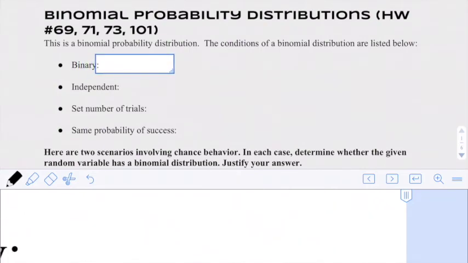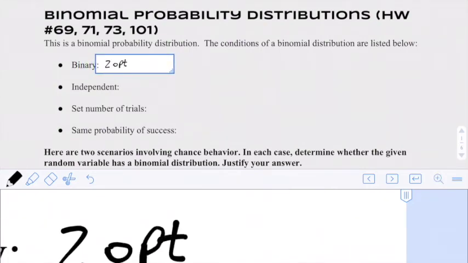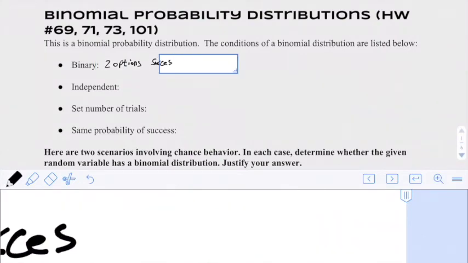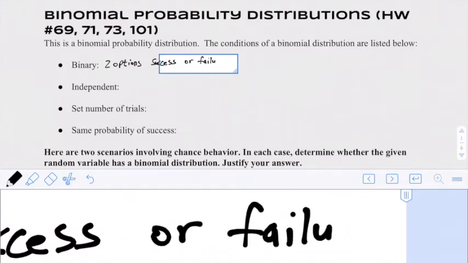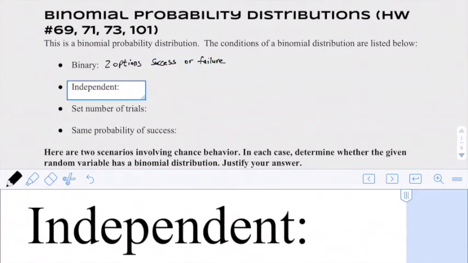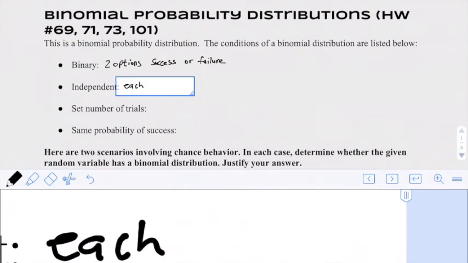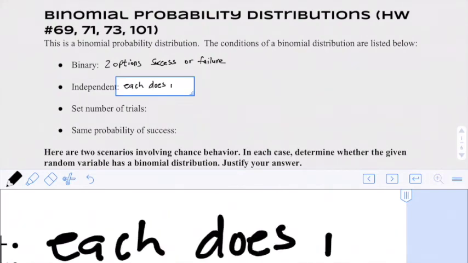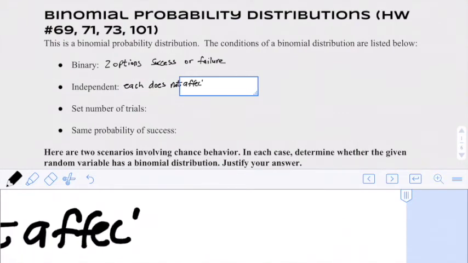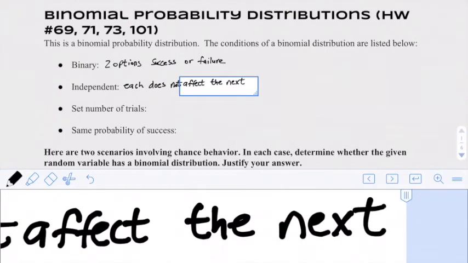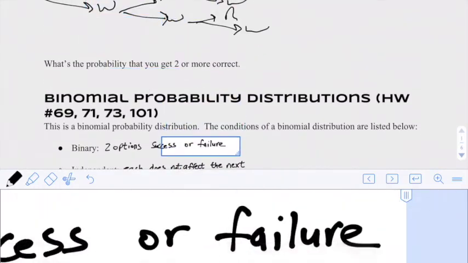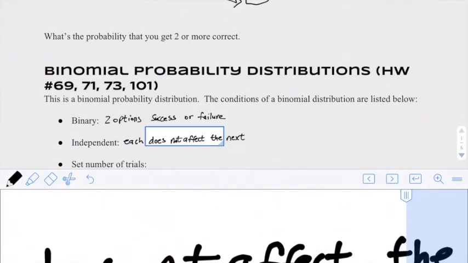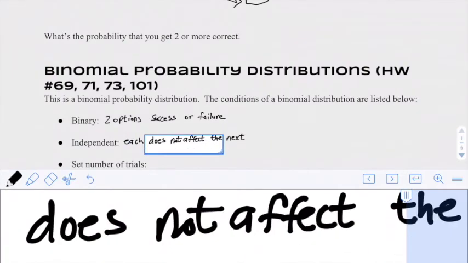Binary, so that means there's only 2 options, and we usually call this success or failure. You guys have heard of binary before, zeros and ones? Well, one would be a success, zero would be a failure, depending on how you look at it. Independent. Each trial does not affect the next. On that last one, you could either get the question right or wrong. And if you get the first question right, that doesn't mean you'll get the second question right or wrong. Doesn't affect it at all.